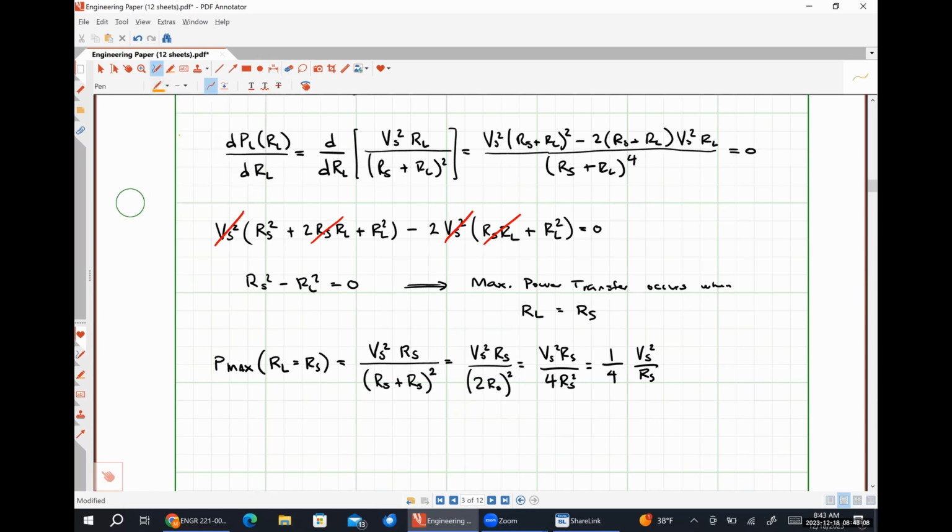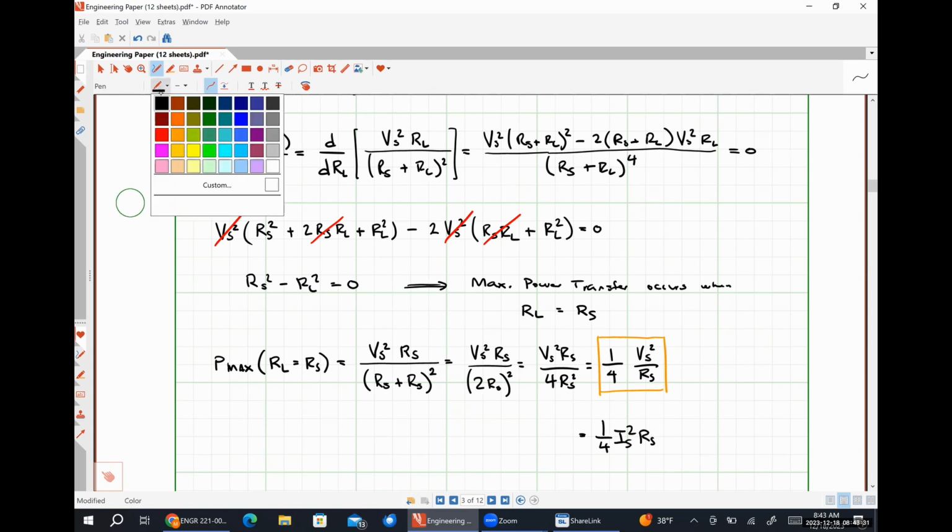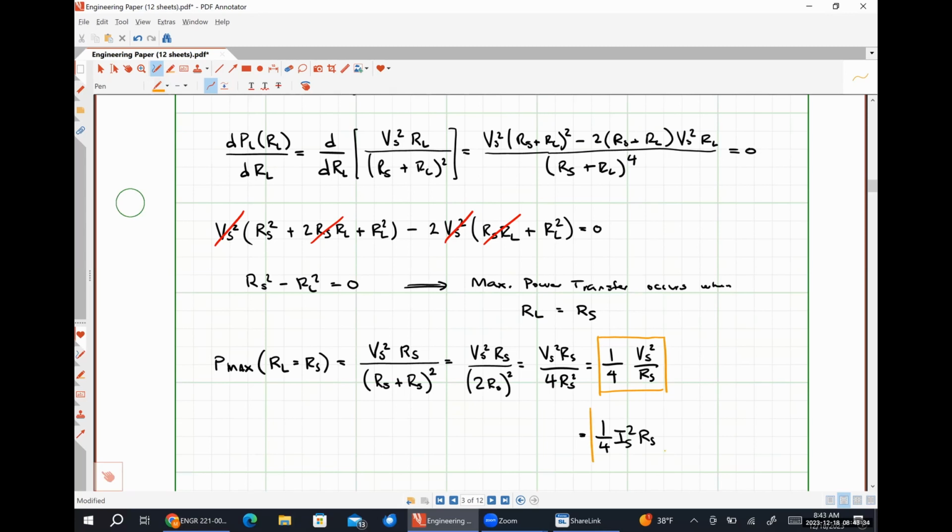So this is our equation for maximum power transfer when we have a practical voltage source representation. This is going to be the exact same thing as 1/4 IS squared times RS if we had a practical current source connected to an arbitrary load resistance. And I can get that either by deriving it fully or just saying, well, I need VS to be equal to IS times RS, and then that's how the math shapes out.